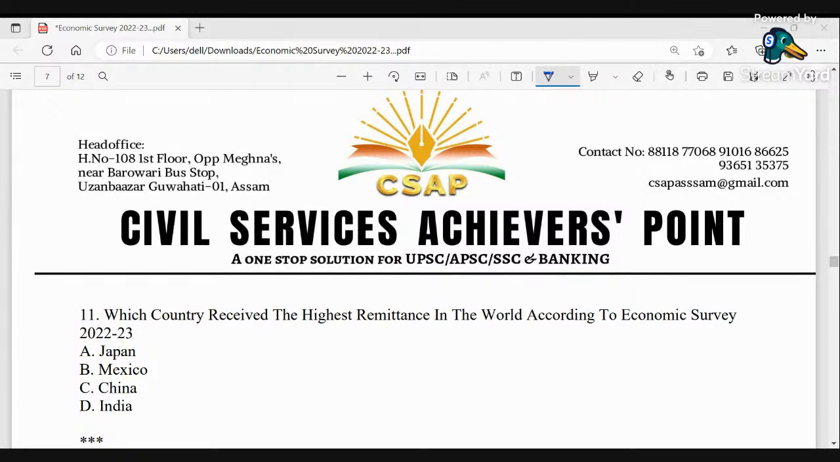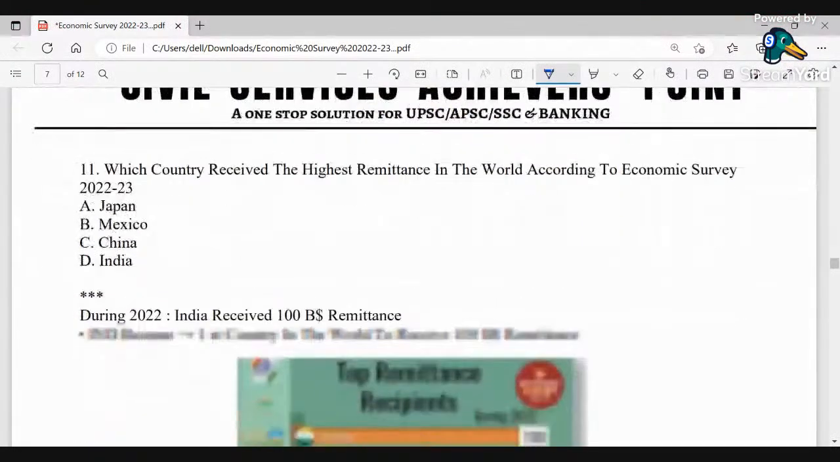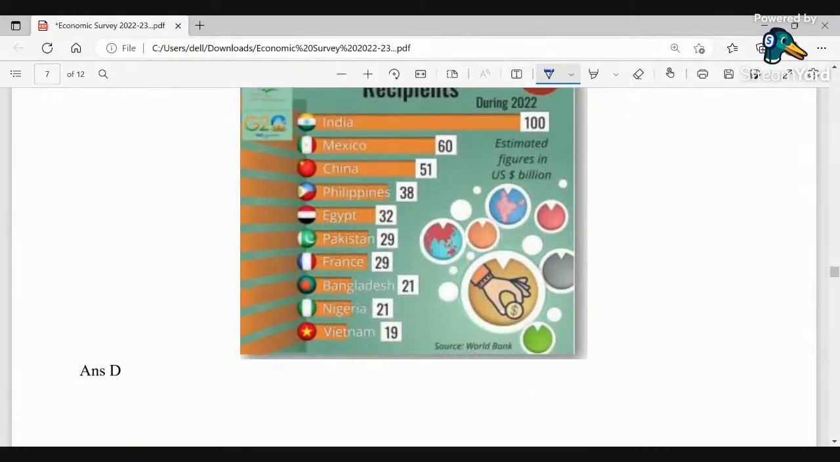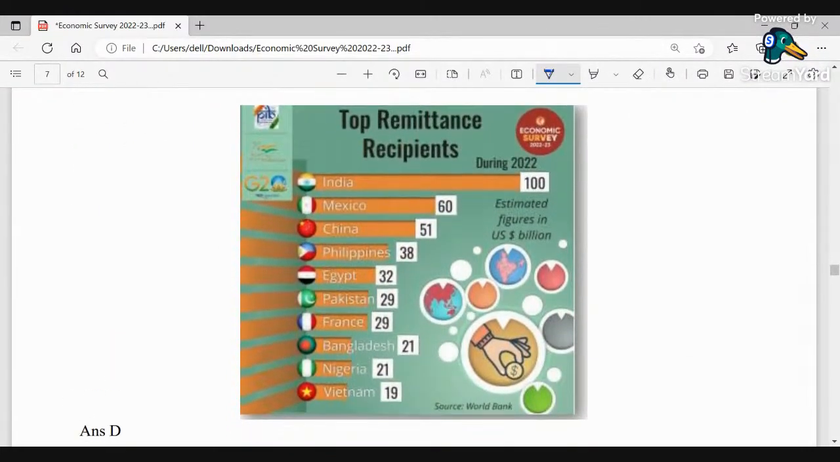11D. Okay, fine. Okay, everyone is going with D? That's good. So the correct answer is D, obviously. So you can see during 2022, this is the largest remittances in 100 US billion dollars.